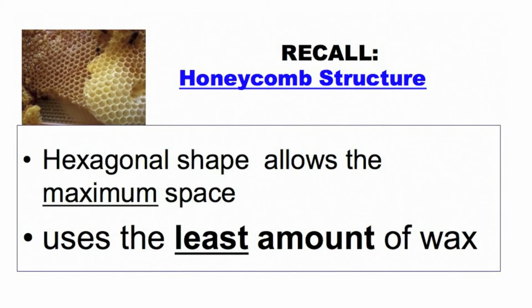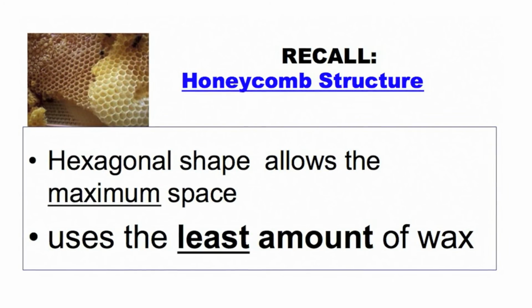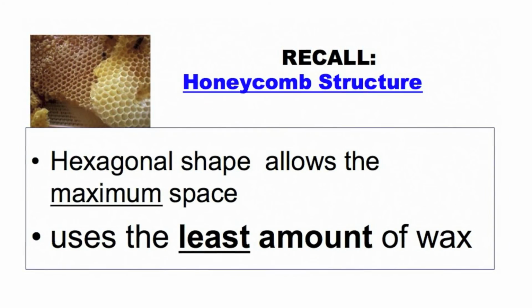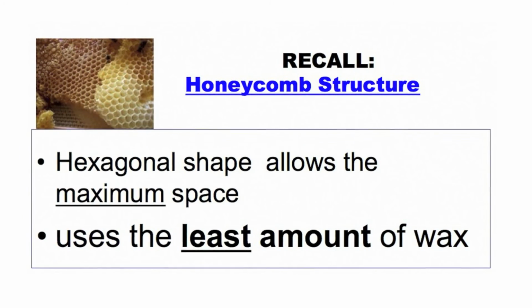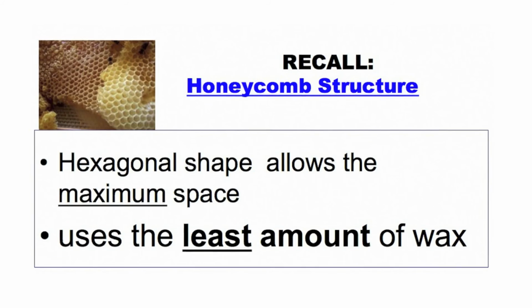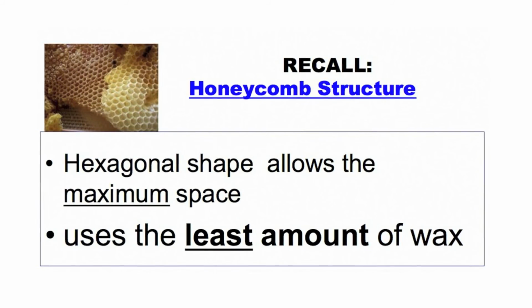Recall our lesson on natural optimizers. The bees know how to minimize and maximize. Their structure for the honeycomb is hexagonal because the shape allows the maximum space and uses the least amount of wax. Go ahead, think outside the box, keep asking questions, formulate models, solve problems, and improve systems.